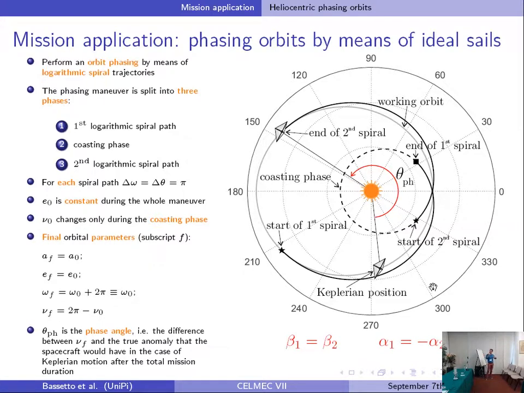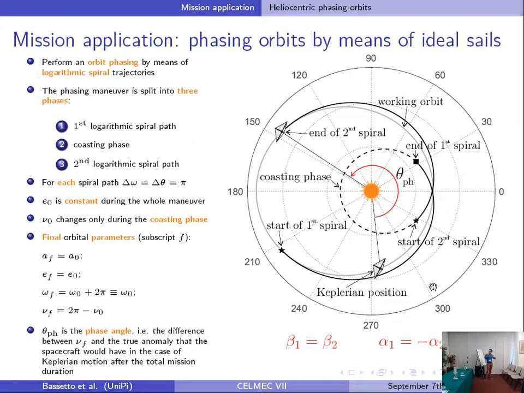Then a coasting phase follows, in which of course the only orbital parameter which varies is the true anomaly, and then through a second logarithmic spiral arc, the value of the semi-major axis is brought back to its initial value. The final value of omega is equal to the initial one, and now the spacecraft has a different position along the initial working orbit. So the final result is a phase angle theta that you can see here.